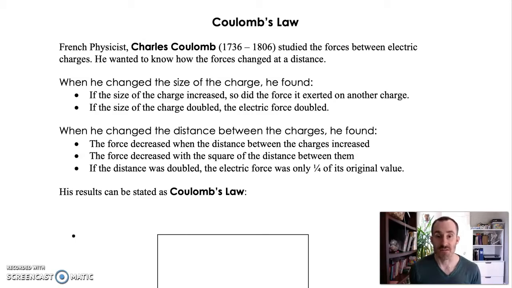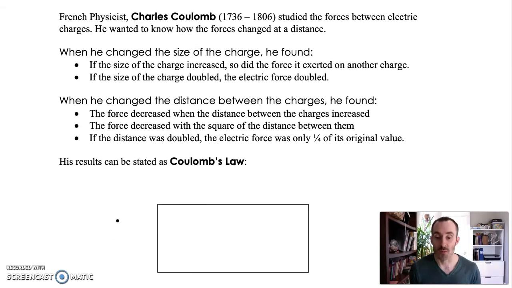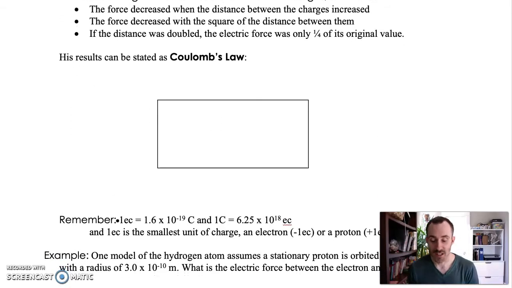The other thing that he found was as he changed the distance between them, the force also changed. So if he would double the distance between the charges, the amount of force would be cut to a quarter. So that told him that the force between two charges depends on the distance between them, but specifically the square of the distance between them. And so from there, we come up with Coulomb's law, which looks like this.